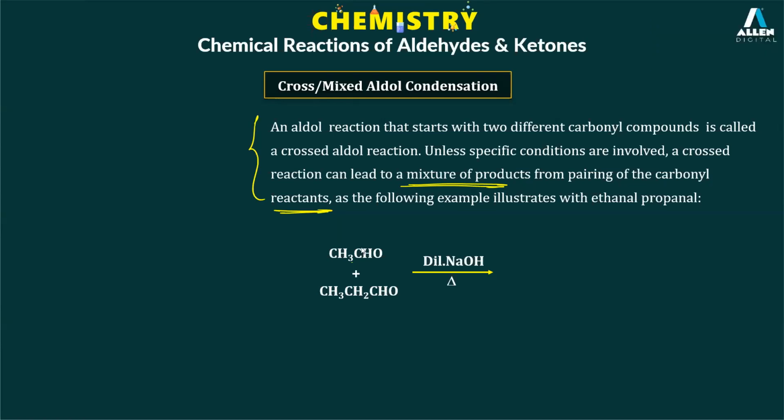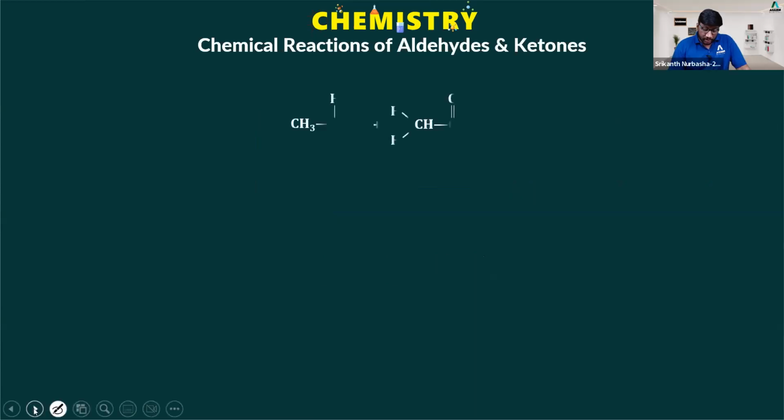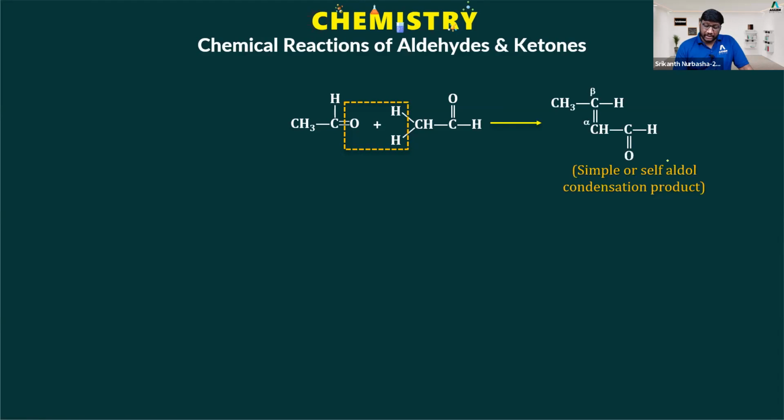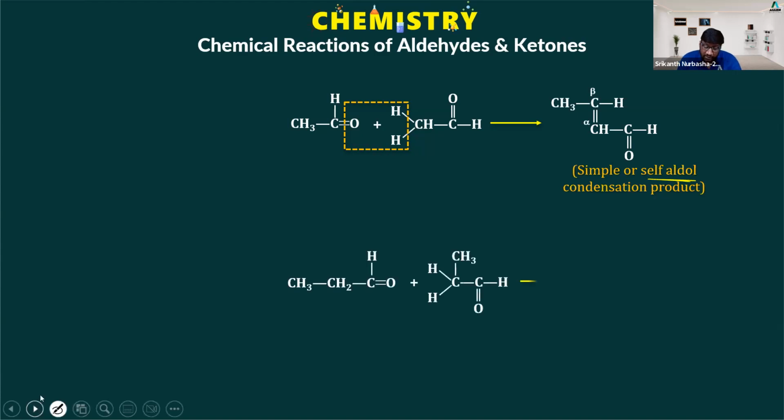Four products are going to be obtained, yes or no? And those products will be looking like this: CH3 C=O H and CH3 C=O H, self-condensation, giving CH3 CH=CH C=O H. It is self aldol because the same molecules form the enolate and undergo the nucleophilic attack. Same with CH3 CH2 C=O H and C=O H CH2 CH3. It is also again self condensation.